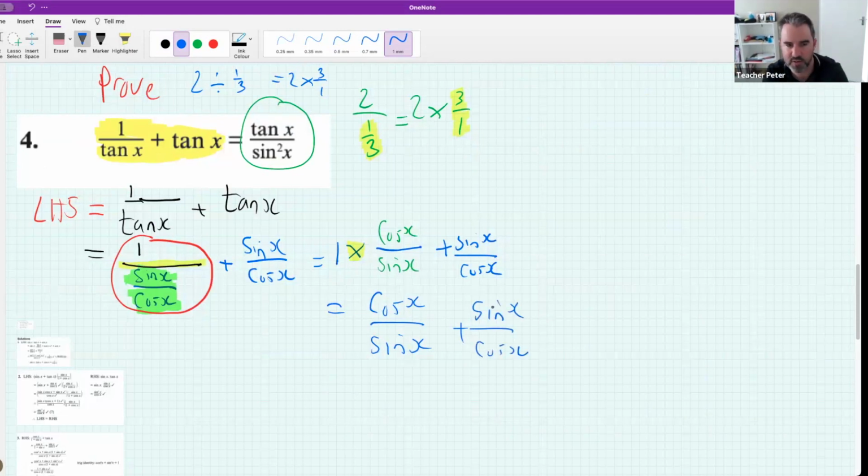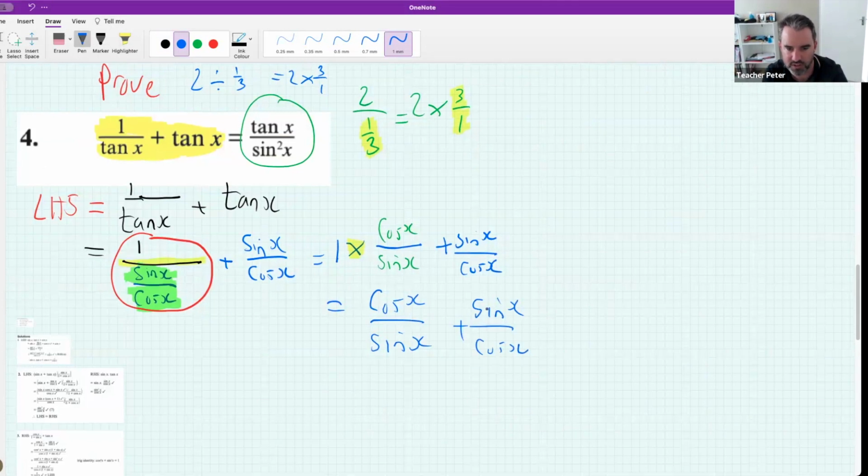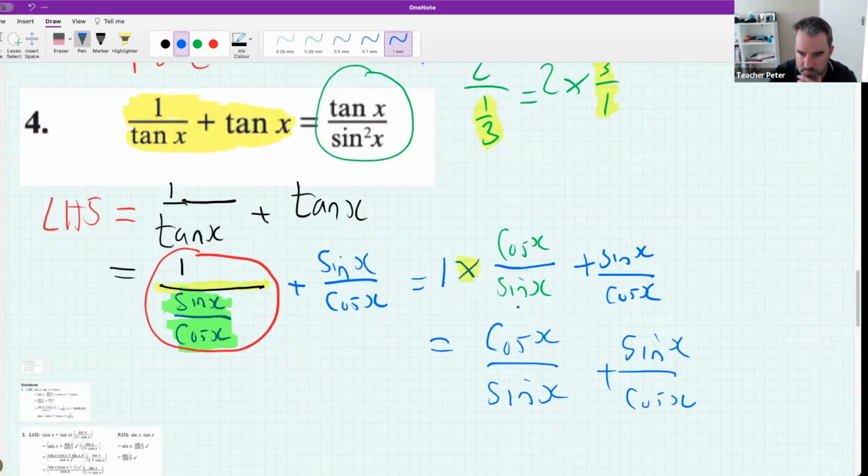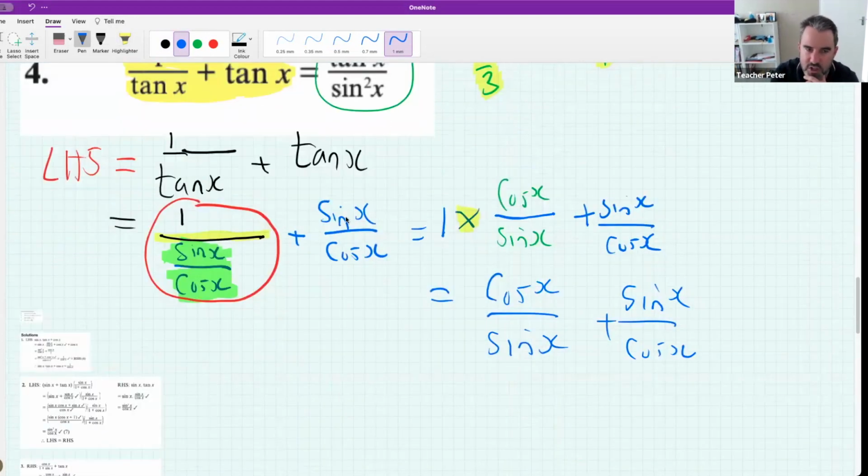Oh my goodness, have I made life even worse for us here? What is going on? Okay, now here's the thing. I can't stick them together yet. And the reason I can't stick them together is that they have different denominators, because this is a sine x and this is a cos x. But you know what? There is a sneaky trick for this one too.